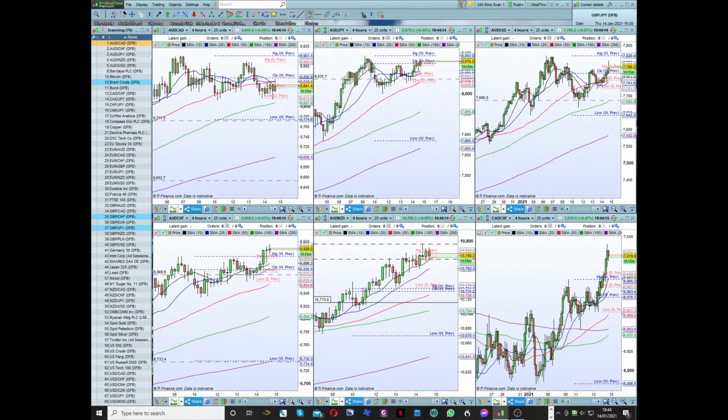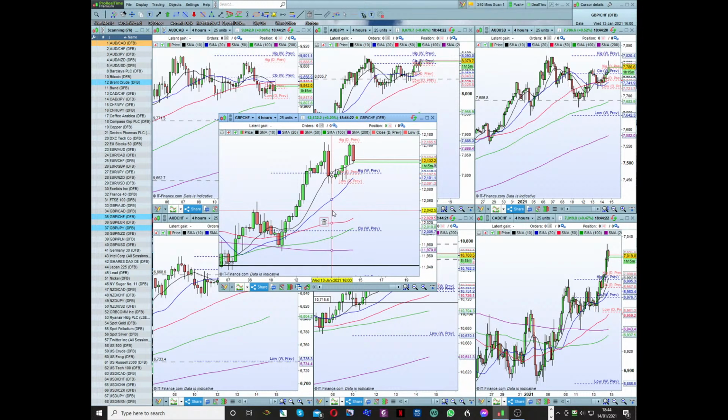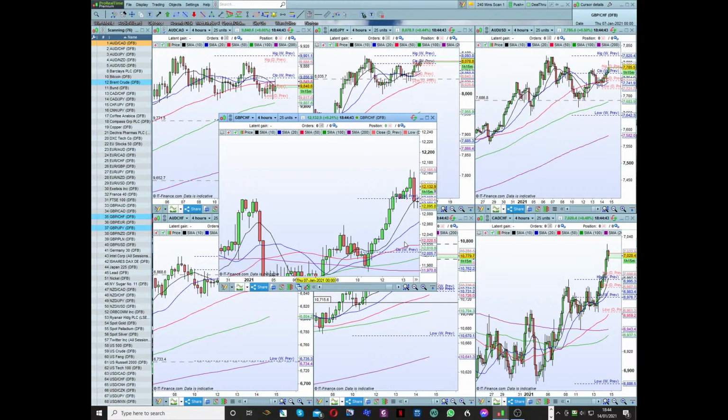Okay, so here's pound Swiss on the 4 hourly. If you were looking at that, when is that? Wednesday the 13th. So if you were looking at yesterday, at 4 o'clock, that's 8 o'clock. So that's actually the midnight candle. So I probably wouldn't have been looking at that. But having said that, that candle's not too bad.